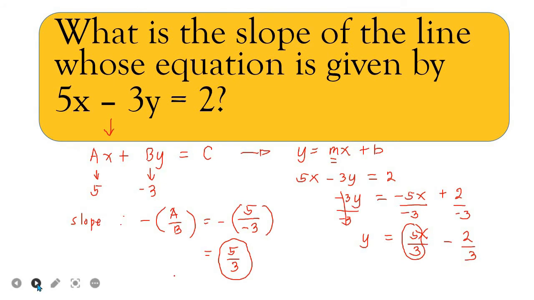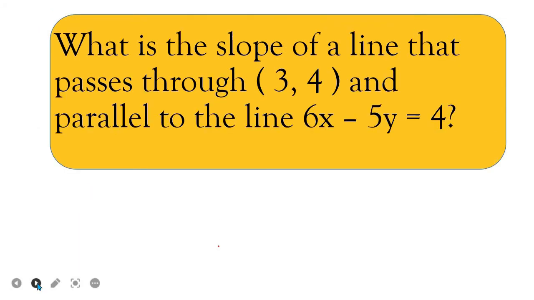Let's proceed to the next question. What is the slope of a line that passes through point (3, 4) and parallel to the line 6x minus 5y is equal to 4? Now, on our question, there are two lines involved, the line that contains the point (3, 4) and the line which has an equation of 6x minus 5y is equal to 4. When two lines are parallel, they have the same slope. So, let's find the slope of the line 6x minus 5y is equal to 4.